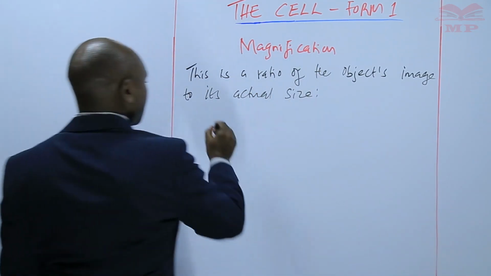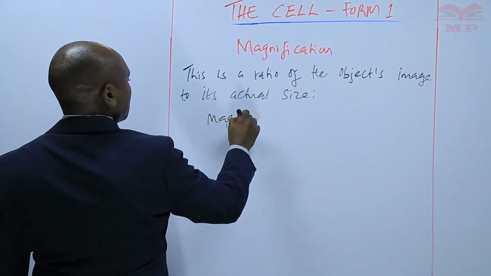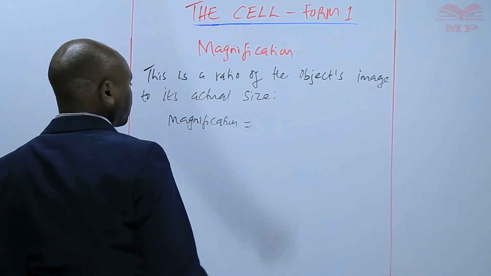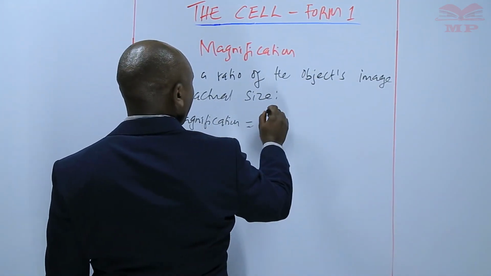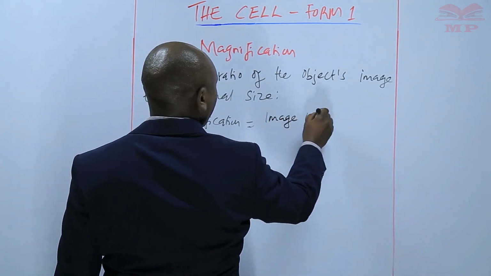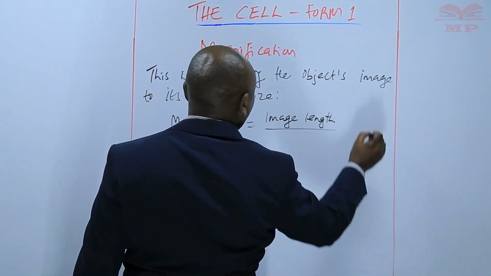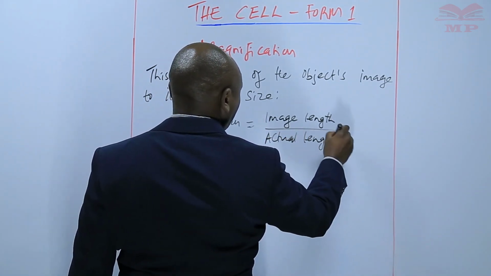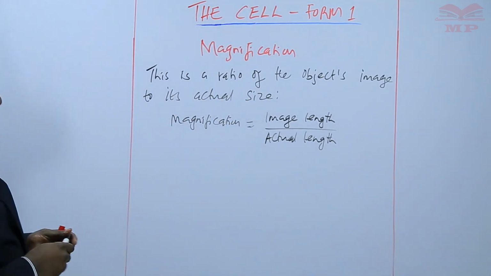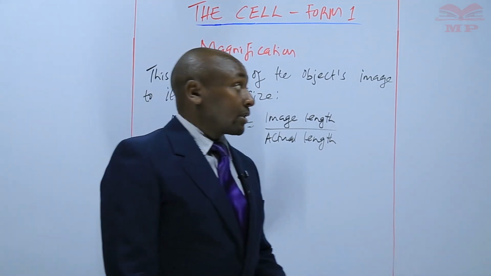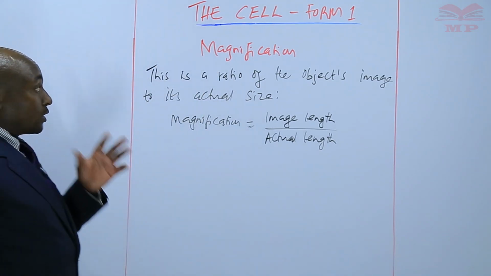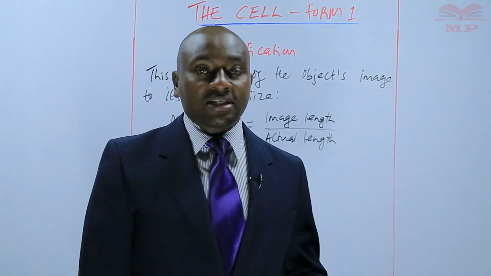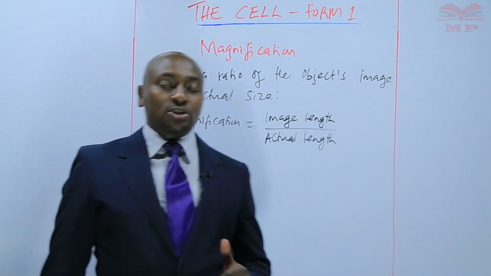And that's why we calculate magnification is equal to, if we are using the length, image length over the actual length of the object. So that is the general magnification. But for now, I want us to look at magnification when we are using a light microscope, because basically that's what we are discussing today.